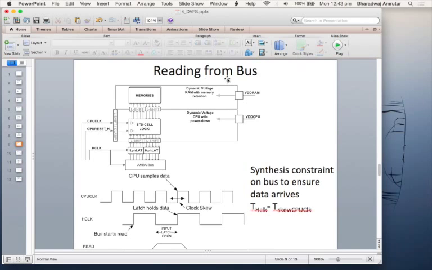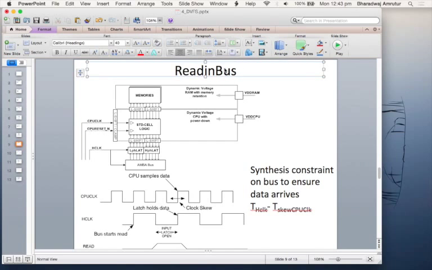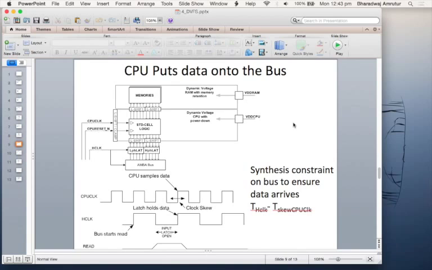reading from the bus. So this is a little bit of a nomenclature. So let me just say, to make it simpler, I'll just say putting data onto the bus. Okay, the CPU wants to put data onto the bus. So basically now what happens is that the CPU wants to put data. So what you do here is that you have these latches.